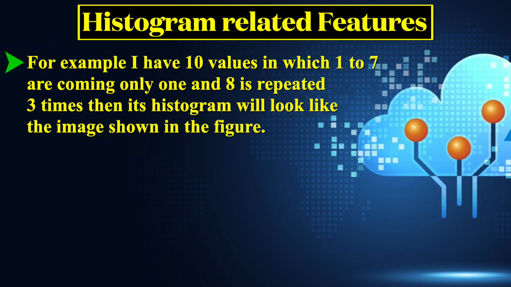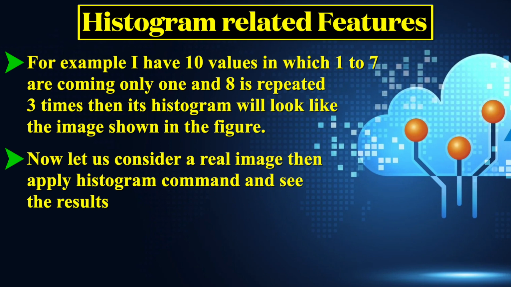We will see that the numbers 1 to 7 each have a count of 1, and at 8 there is suddenly a higher peak of 3, and then 9 and 10 are 0. Now let us consider a real image that has many pixels, then apply the histogram command and see the results.